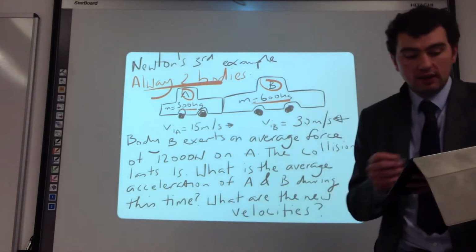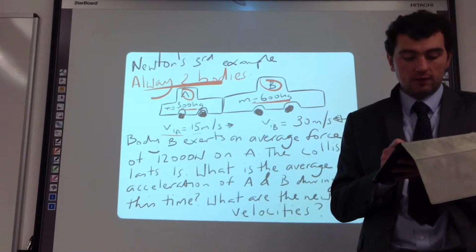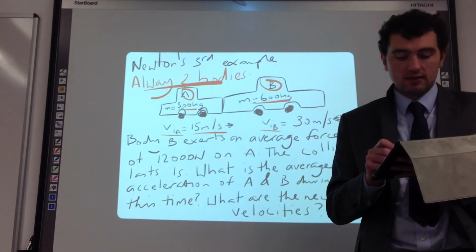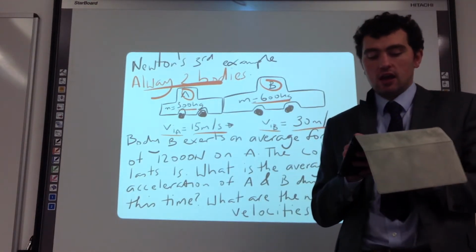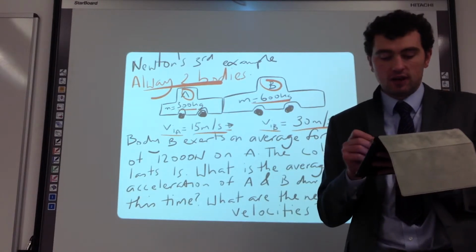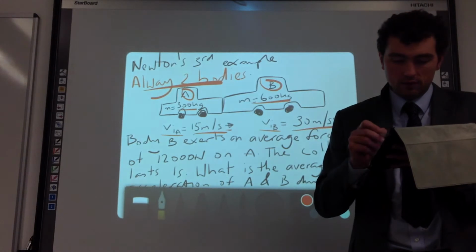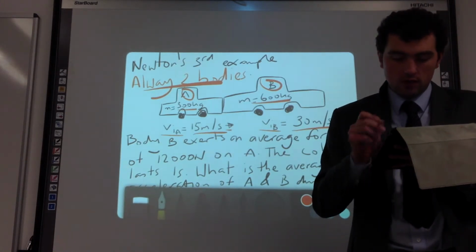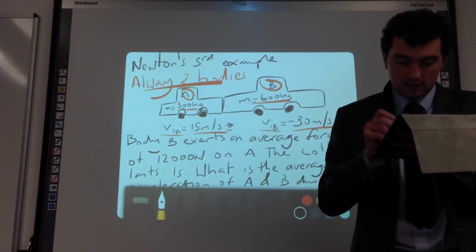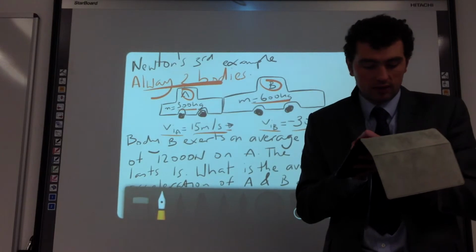Right, so in this question, the initial velocity of body A is 15 meters a second in that direction, and the initial velocity of body B is 30 meters a second in that direction. Again, I've got a problem. The directions of these speeds are in opposite directions. So I'm going to get rid of that arrow and make this minus. Now that indicates that the velocities are in opposite directions, because I've indicated it with the signs.